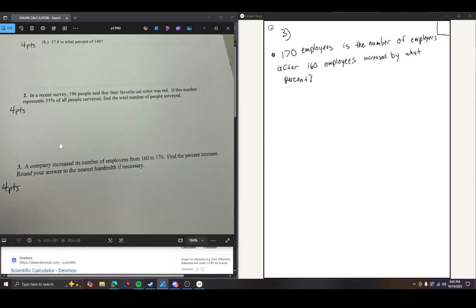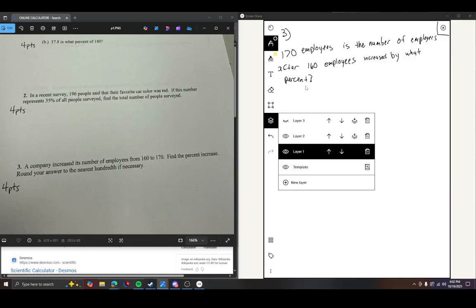So when you think about it, what they're saying is you have 170 employees, which is the number of employees after 160 is increased by what percent? So you're increasing by a certain percent. We're at 160 and then we go to 170. So we're increasing by a certain percent, but we don't know what that number is.